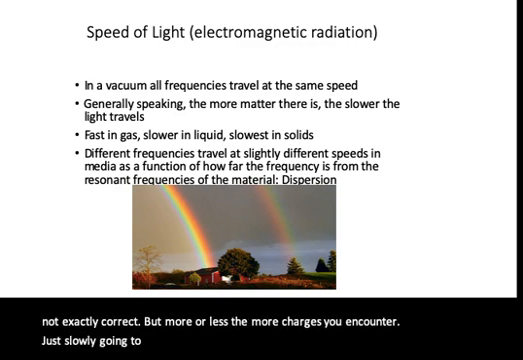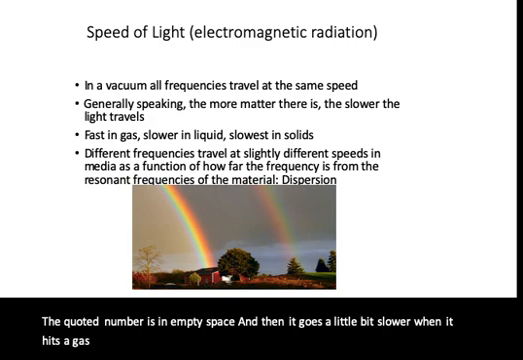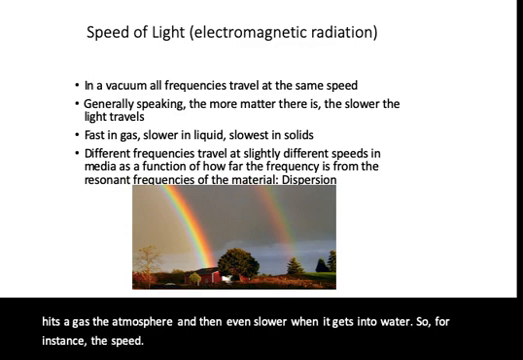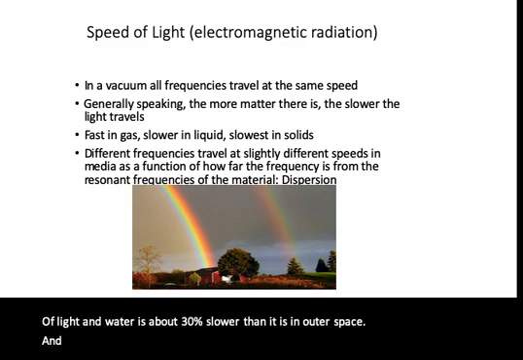So the speed of light, the quoted number, is in empty space, and then it goes a little bit slower when it hits a gas, like say the atmosphere, and then even slower when it gets into water. So for instance, the speed of light in water is about 30% slower than it is in outer space. And then slowest of all, of course, in a solid like glass or some kind of transparent solid.